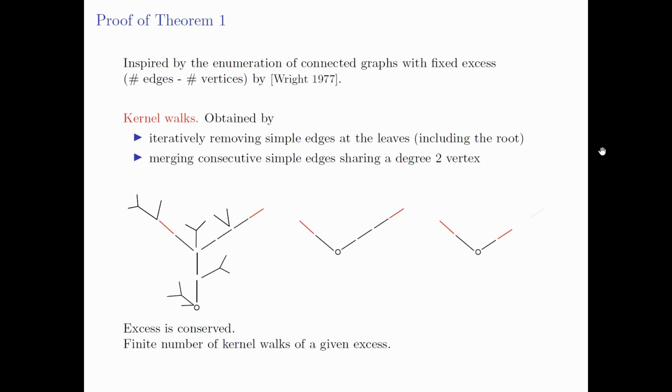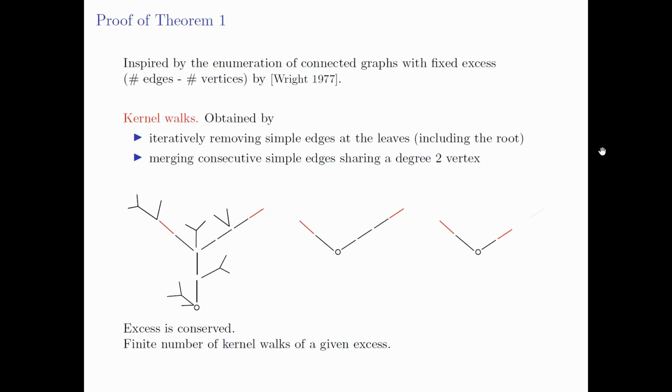The idea is to reduce our walks. So how do we do that? We look at every simple edge. So here, in red, we have the edges with positive excess, and in black, the simple edges. So we remove every leaf that is connected to the rest just by a simple edge, excess 0, and that doesn't change the excess of the walk, right?